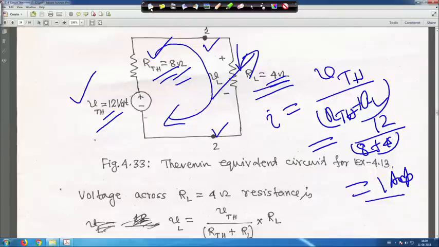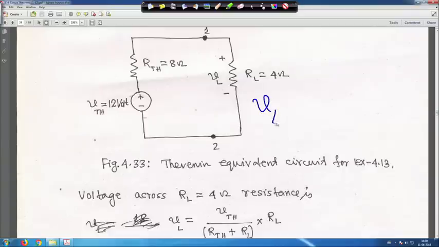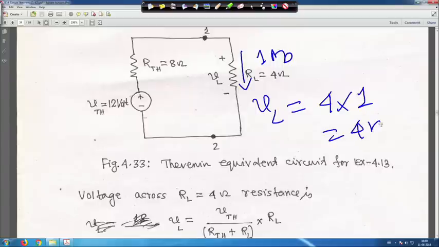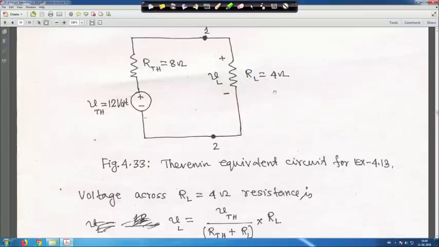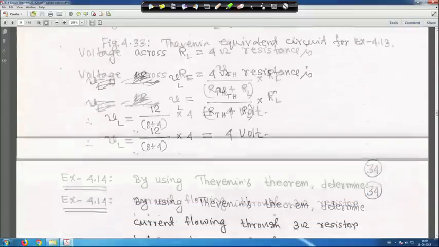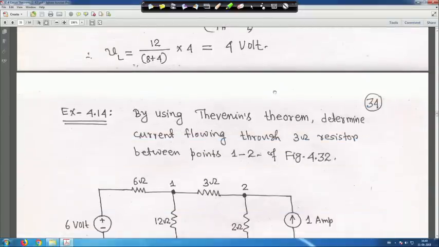Therefore, your VL is equal to 4 and the current flowing through this is 1 ampere. So, it is 4 into 1, that is your 4 volt, right. So, the voltage across this load resistance is equal to 4 volt. That is why we have got that 4 volt, right. Here VL is equal to 4 volt.